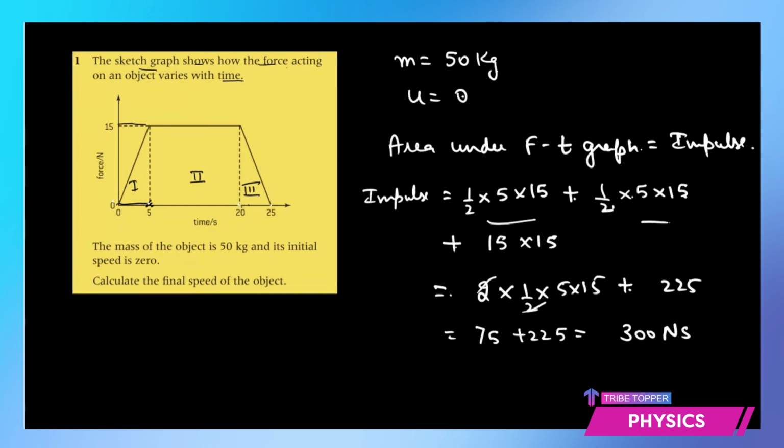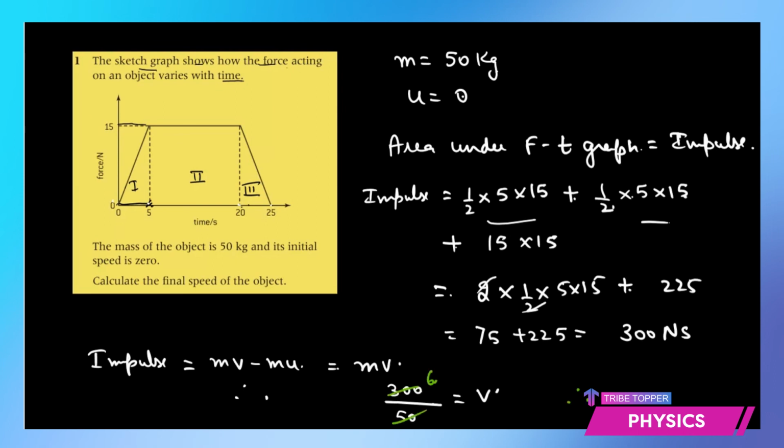Now we want to find the final speed of the object. Impulse gives me the change in the momentum of the object, mv minus mu. Mu was anyway 0. So basically impulse here is equal to the final momentum mv. So 300 divided by the mass of 50 kg would give me the velocity v. That is 6. Therefore, the final speed of the object is 6 meters per second.